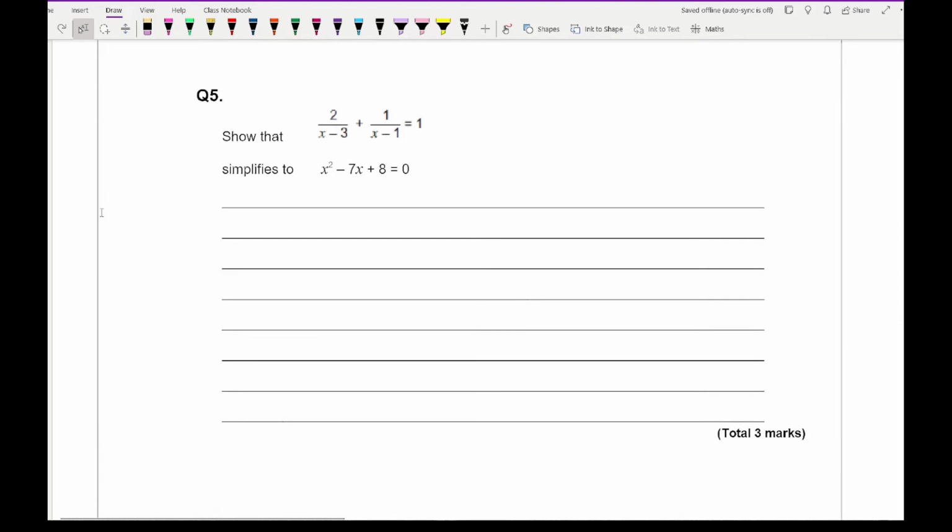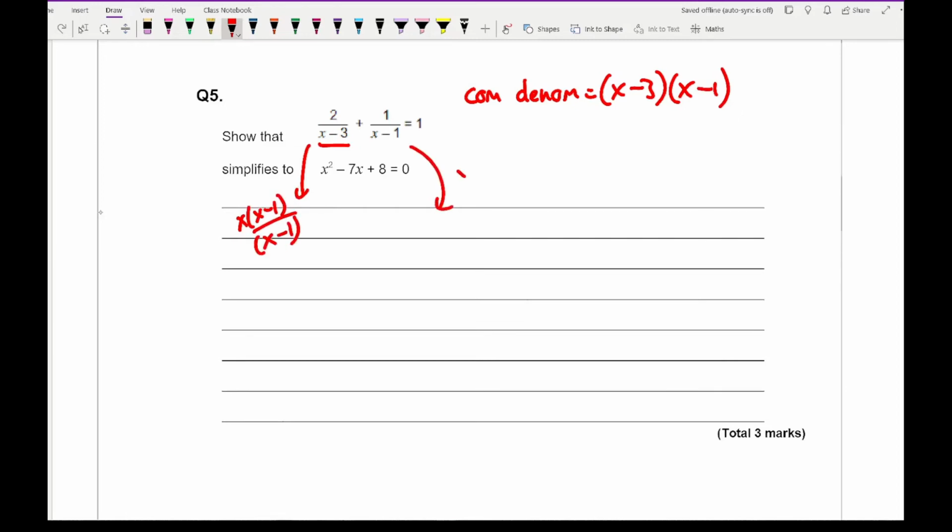Then moving on to question 5, again we've got another simplifying question, even though it looks like solving. So here what we want to do is get a common denominator. So our common denominator in this case is going to be x minus 3 x minus 1. So we need to multiply this first fraction by x minus 1 over x minus 1, and I'm going to multiply this second fraction by x minus 3 over x minus 3.